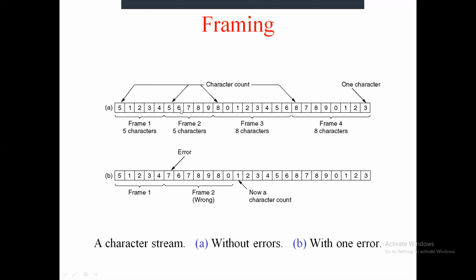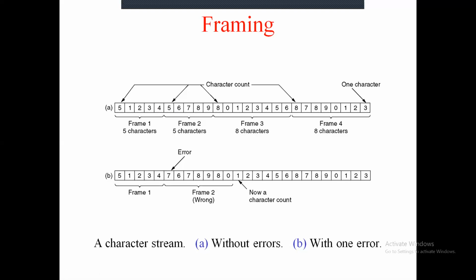In the second frame, in the first block, the first part, it is 5. What is the size of the frame? 5. Next, what is in that one? 8. What is the size of the frame? 8 characters. Similarly, for the fourth frame also, the character count is 8. Here, the first diagram is without error.